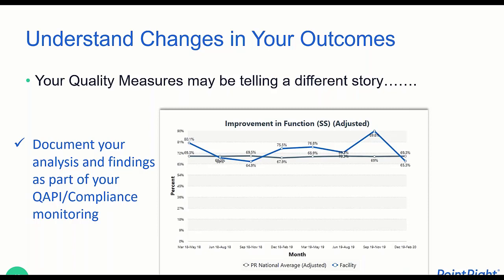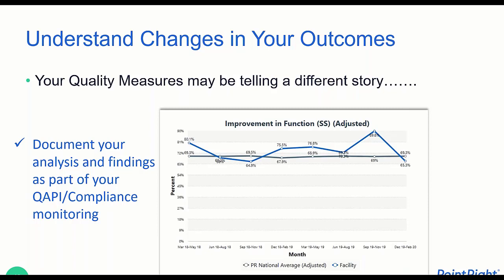Okay, and so you see in September, October, November timeframe, they were doing really, really well here. This is an improvement function, so higher is better, and so they're well above the national average, 89.8% for their rate and 69% for the national average. Well, then what happened? In December through February, that tanked. It dropped dramatically to 65.3%. So again, this was pre-COVID, right? And so say, okay, well, what happened?